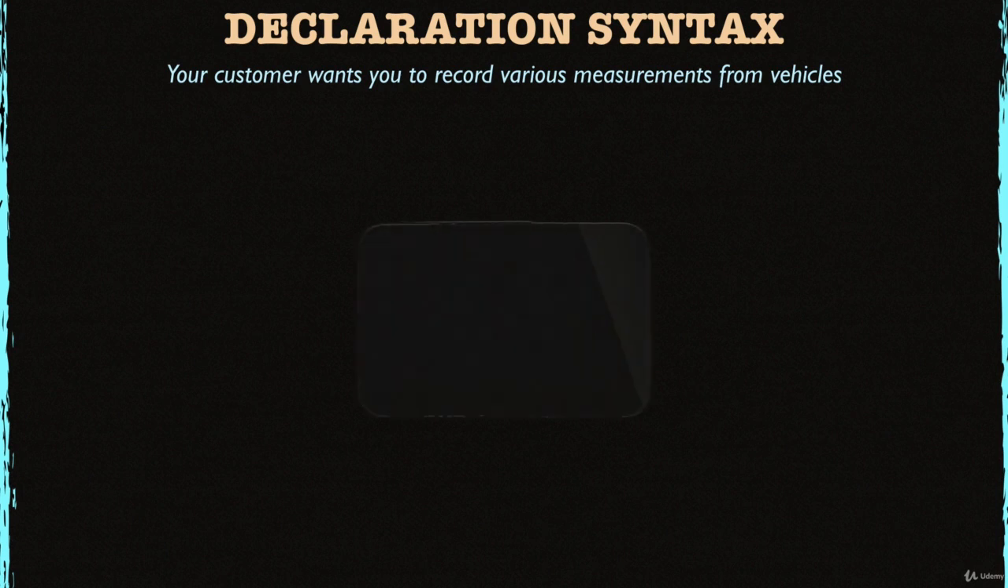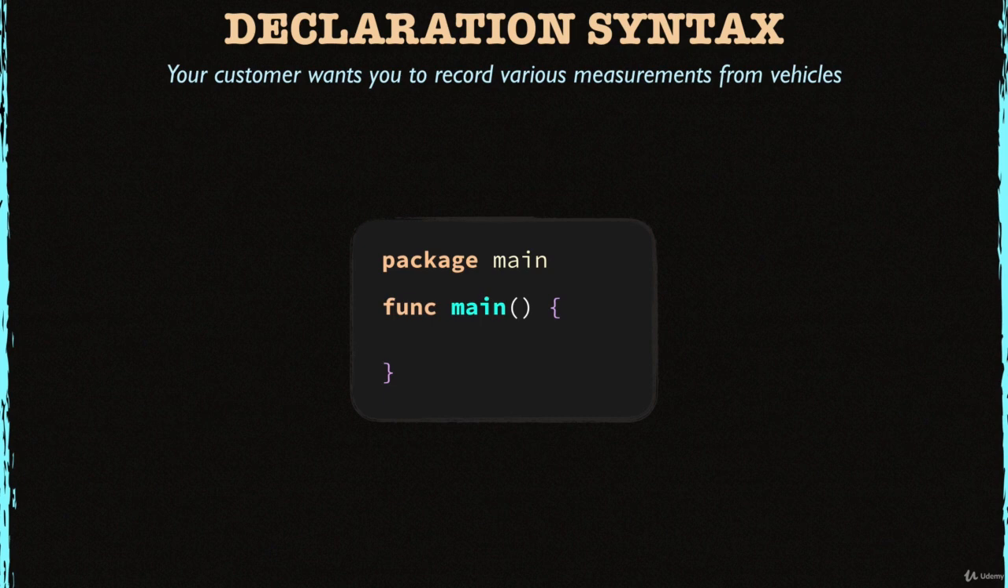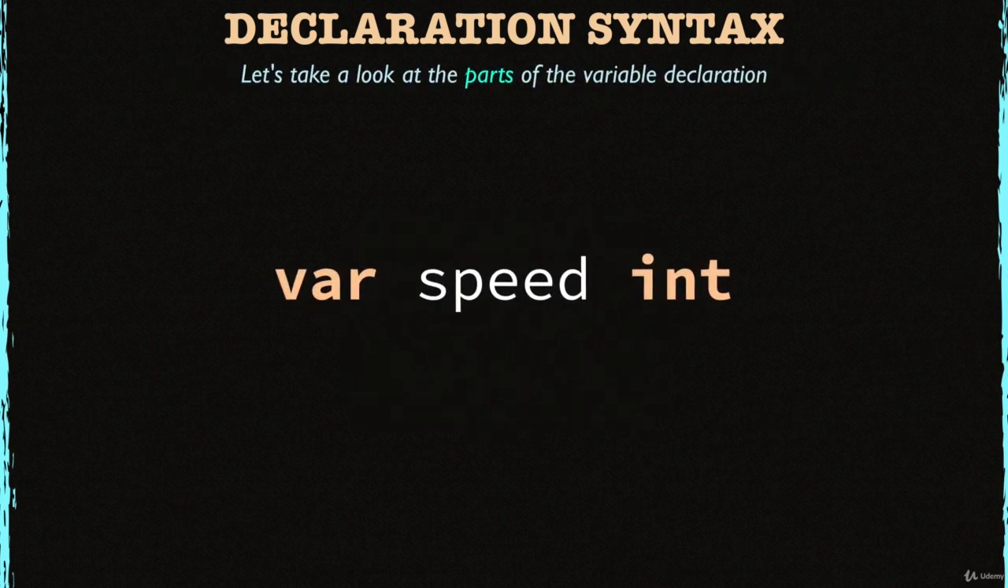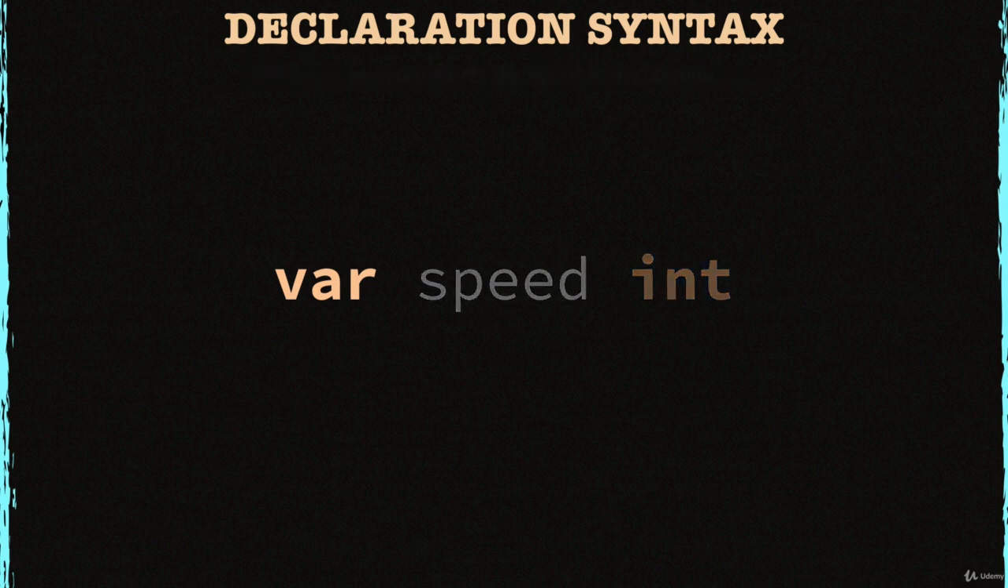Here's the usual package main and main function as an entry point to your program. I'm going to declare a variable for storing the current speed of a car, like this. Let's zoom a little bit into this declaration to understand it better. You may have already guessed that this is the variable declaration syntax in Go. Now let's take a look at the parts of this syntax.